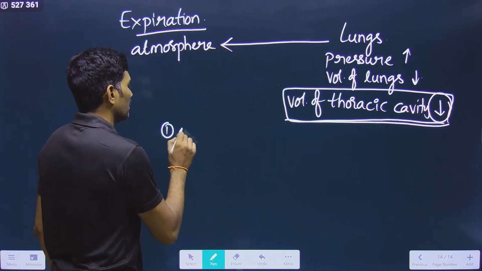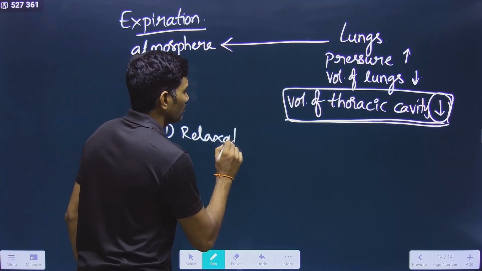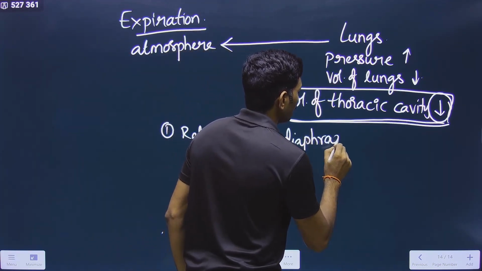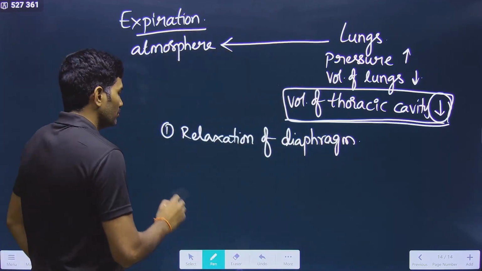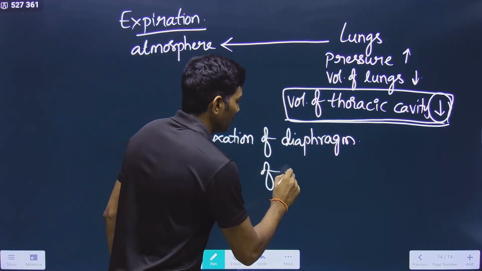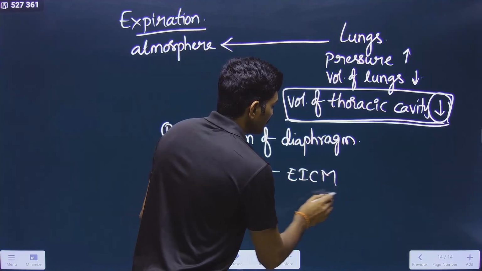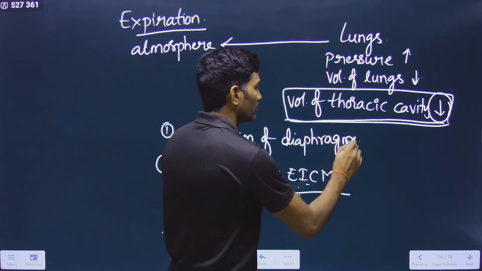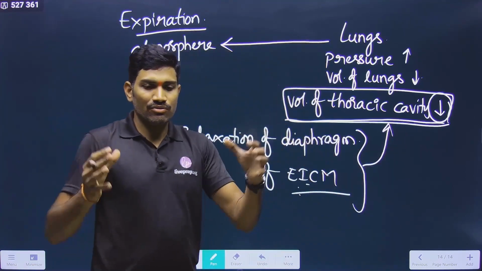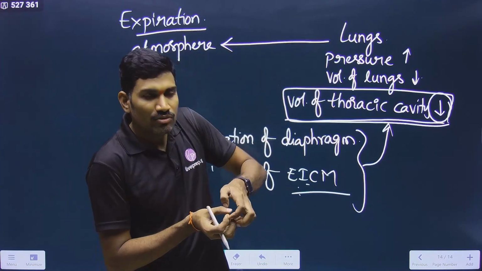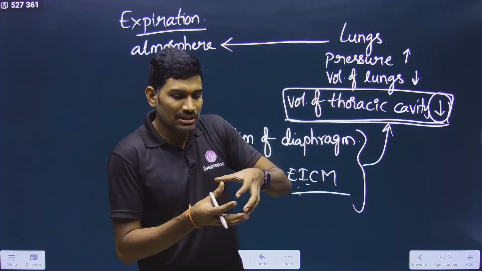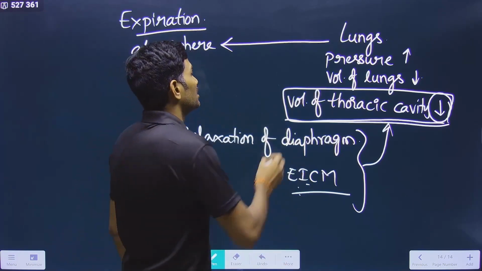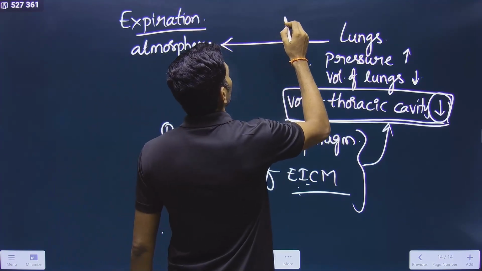So first, relaxation of the diaphragm, decreasing the volume. Next, relaxation of the external intercostal muscles, EICM. Now the overall result is that the volume of the thoracic cavity decreased. Once the volume of the thoracic cavity decreased, the volume of the lungs is also decreased. Once the volume of the lung is decreased, the pressure is more. So the intrapulmonary pressure is more.